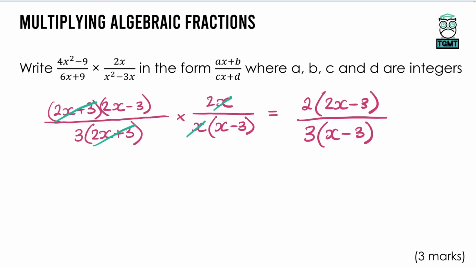It does say in this question to write it in the form ax plus b over cx plus d. It doesn't want it to be left factorised, so we need to multiply these brackets out. So 2 times 2x would give us 4x, and 2 times 3 gives us 6, so 4x minus 6. And on the bottom, 3 times x is 3x, and 3 times 3 is 9, and then again with that negative sign. It says a, b, c and d are integers. One thing that might throw people a little bit here is the fact that they put these plus symbols in, and of course we have negative symbols in ours, but that's absolutely fine. It just means that b is negative 6 and d is negative 9. That's absolutely fine for that to happen.